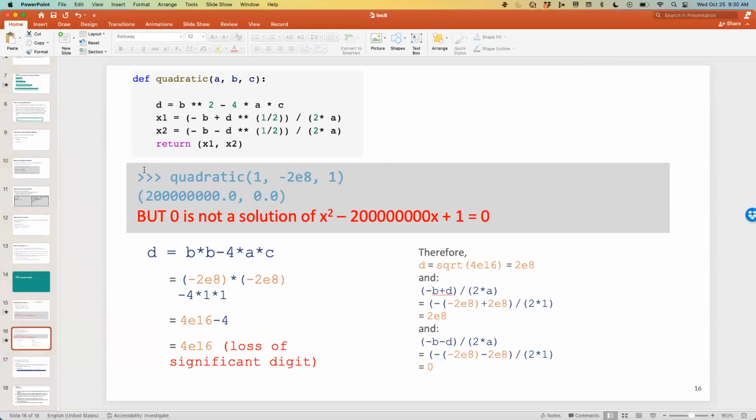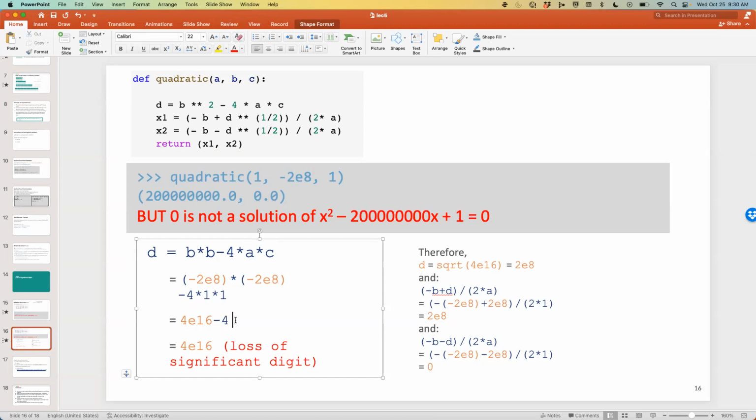So let's play around with it. Let's say we have d equals b squared minus 4ac. And b is equal to minus 2e8. So e8 means 10 to the power 8, it's a short form. So b squared, which means minus 2e8 times minus 2e8, minus 4 times a times c, will give me 4e16 minus 4.